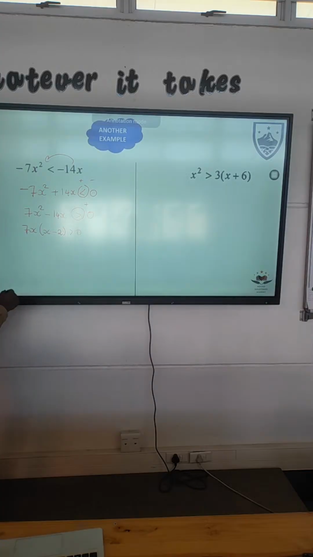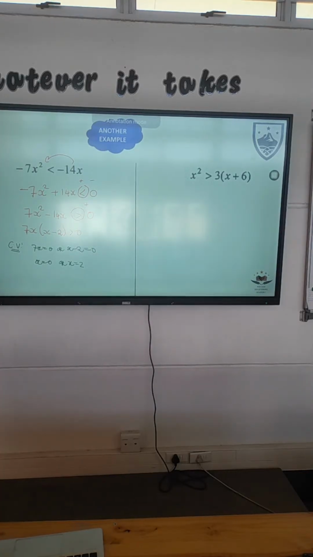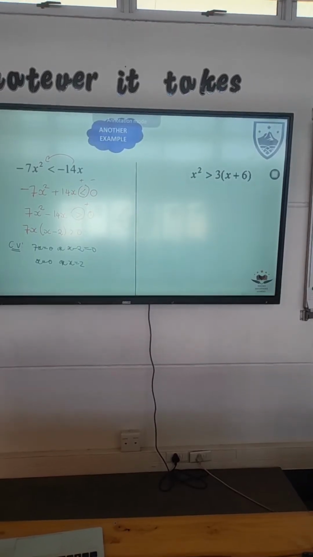And then we said we are going to utilize the critical values. Let's go and find the critical values. Our critical values will simply be equating this to 0, 7x being equal to 0, or x minus 2 being equal to 0. So my x will be 0, or my x will actually be 2. Let me just check if we still have a perfect view. I hope it's visible to everyone.